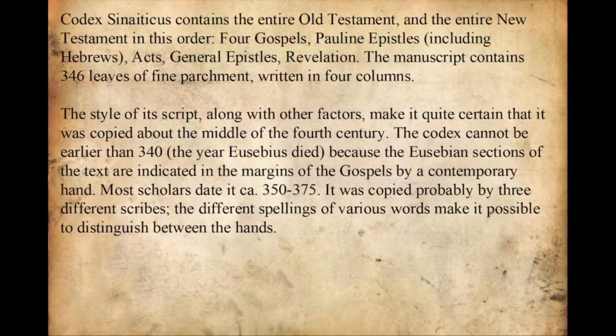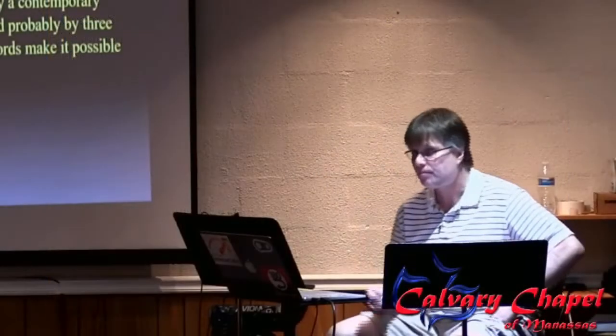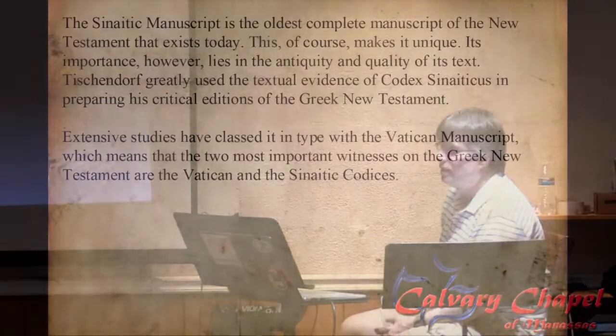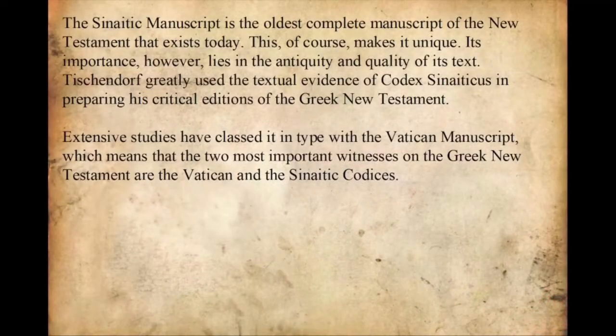It was copied probably by three different scribes. The three different spellings of various words make it possible to distinguish between the hands. Very interesting. The Sinaitic manuscript is the oldest complete manuscript of the New Testament that exists today. This, of course, makes it unique. Its importance, however, lies in the antiquity and the quality of its text.